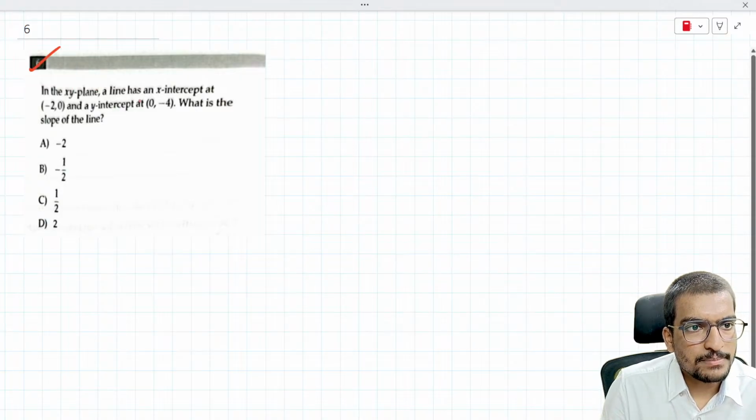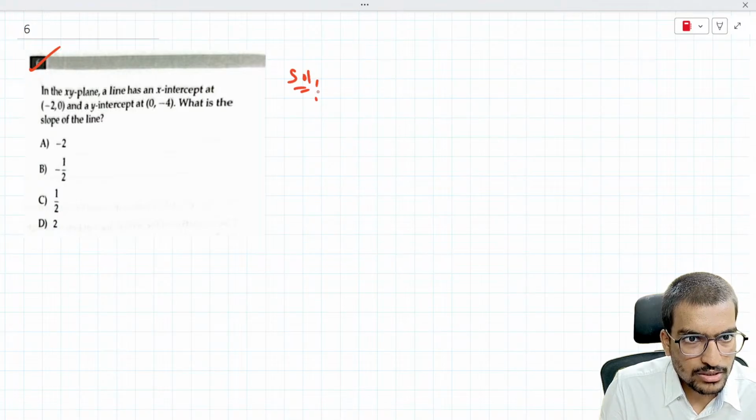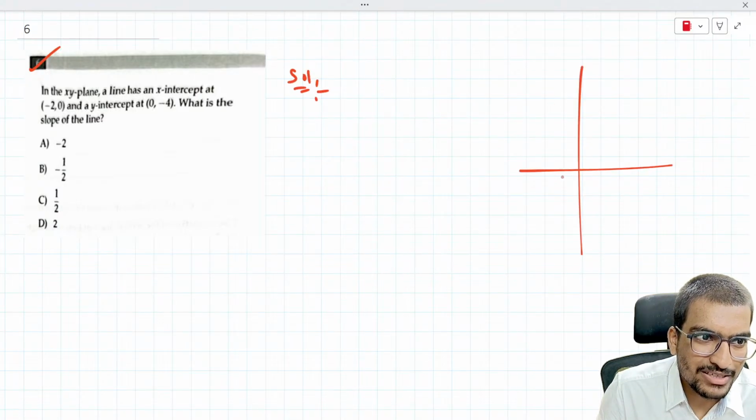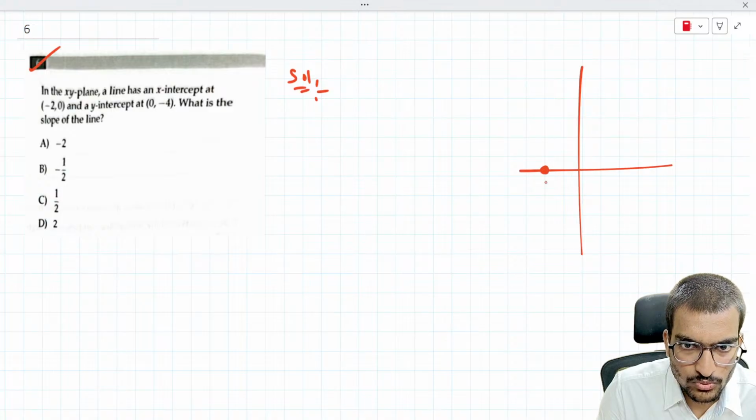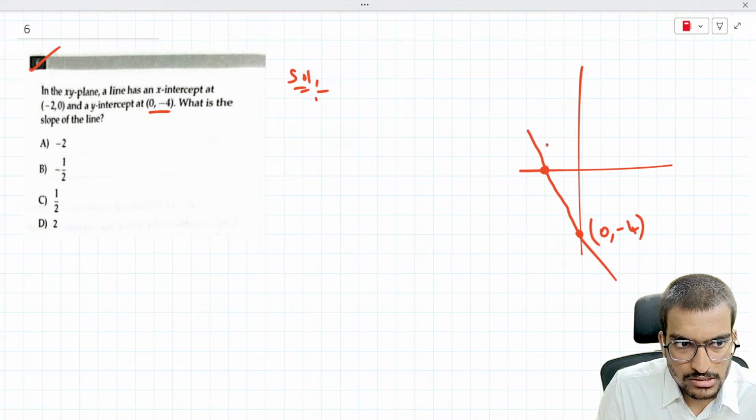In the xy plane, a line has an x-intercept at this and a y-intercept at this. Let's draw randomly. X-intercept negative 2, which means negative 2 will be here, and y-intercept 0, negative 4, somewhere here. So this is how the graph looks. This is 0, negative 4, and this is negative 2, 0. What is the slope of the line?